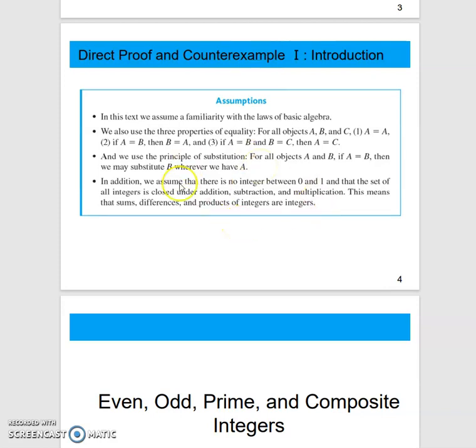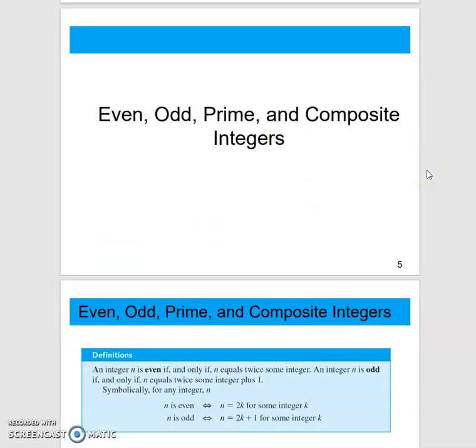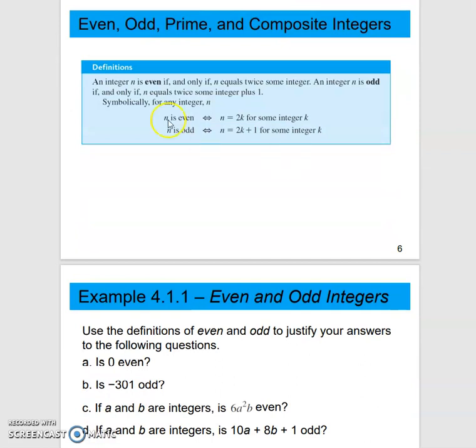And we're going to talk a little bit more later about being closed. But when we say the integers are closed under addition, that means if you add two integers, your answer is also an integer. Now we are going to need some definitions to start out with. So let's start with even, odd, prime, and composite. Let's begin with even and odd.